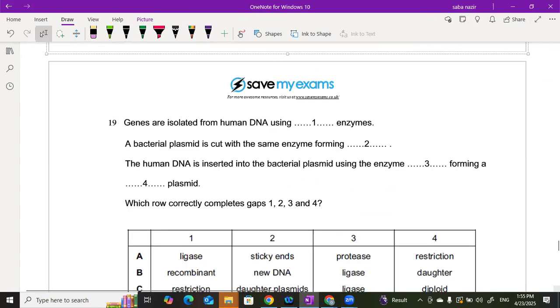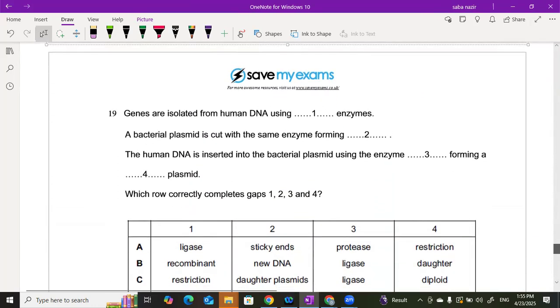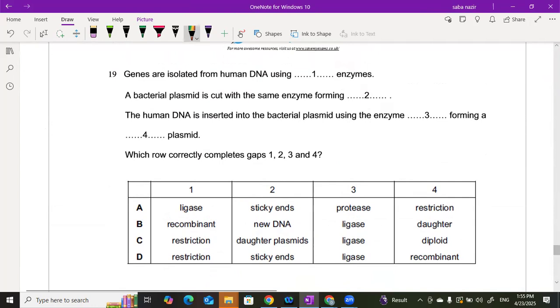Then our next question is, genes are isolated from human DNA using dash enzyme. If we want to isolate a gene, which enzyme are we using? Remember this from the restriction enzyme model. It is actually the restriction enzyme which is used to isolate a gene. So one can doubt between answer C or answer D. We need to verify the other options.